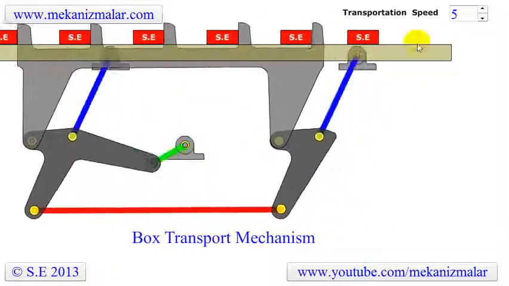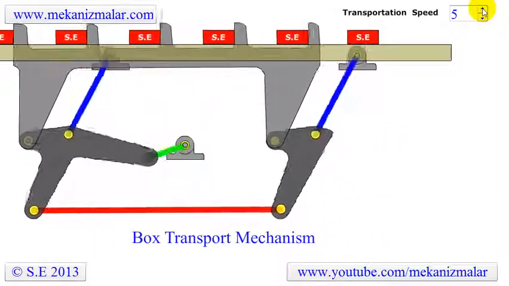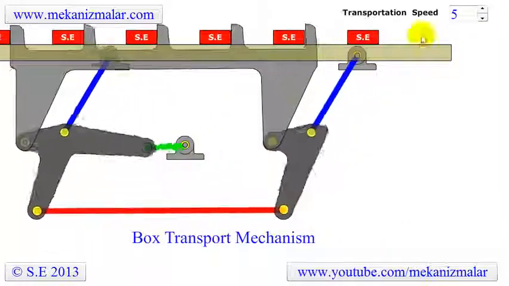The speed of the operation can be controlled by adjusting the speed of the motor powering the crank, shown in here.